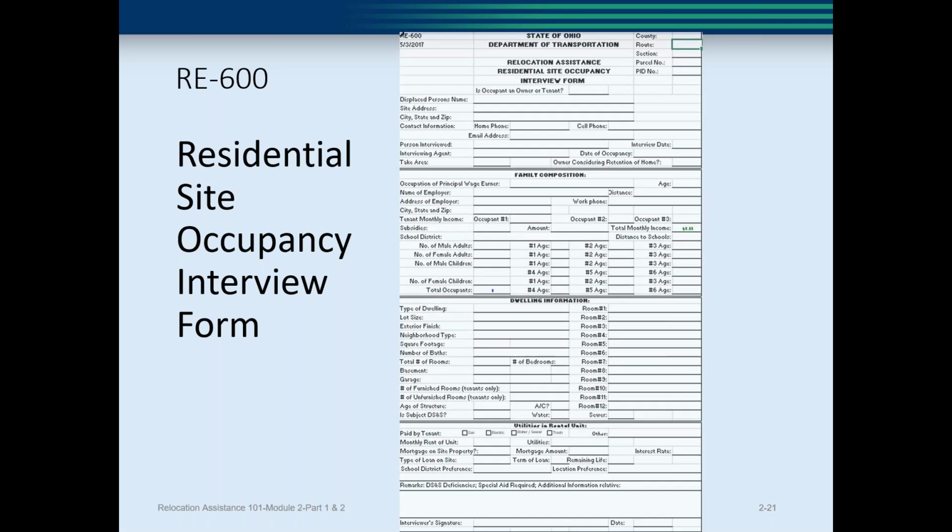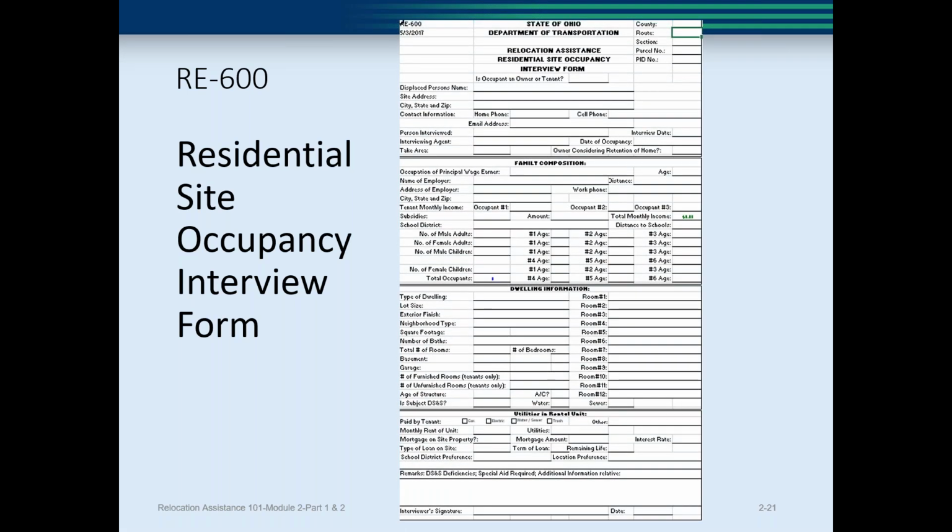So let's look at the RE600. This is the residential site occupancy interview form. This is a form that you are going to use when you are conducting your personal interview.